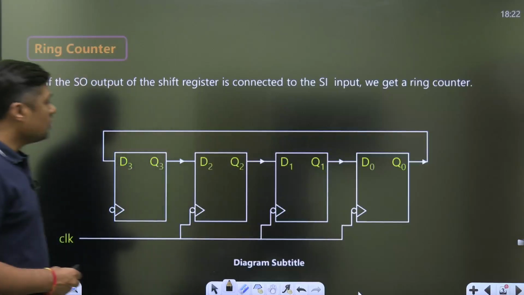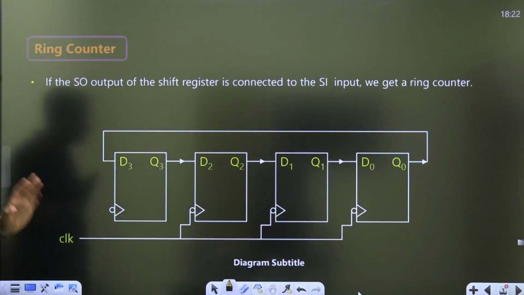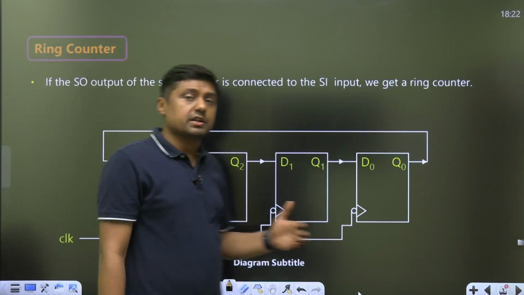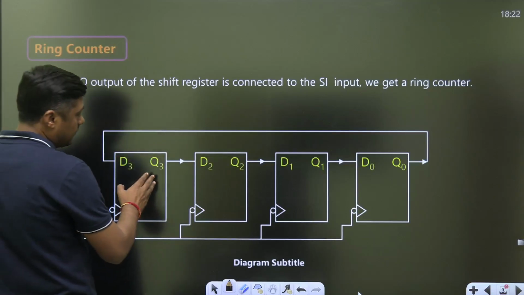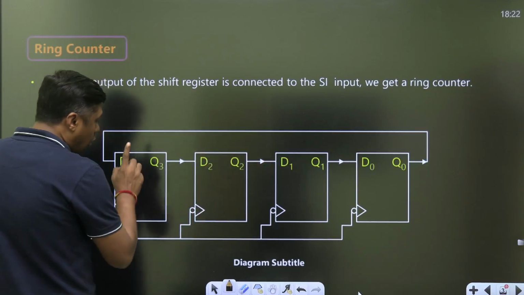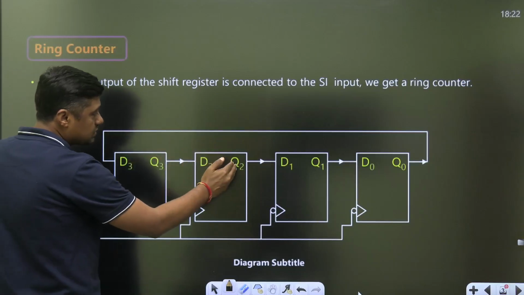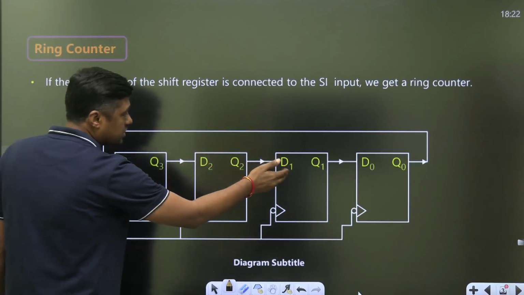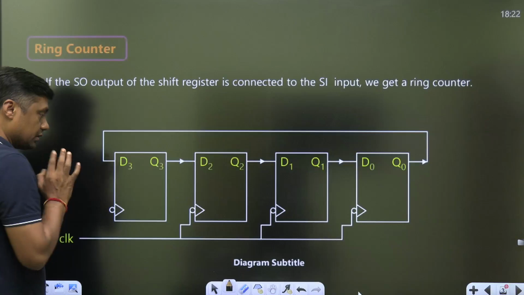Now, first of all, ring counter. So what is the ring counter? Basically, it is a shift register, guys. Here we are using the D flip flop. This is the first D flip flop, then second and third, and then fourth one. Output of the first flip flop will become input for the second, and so on. Finally, Q0 will become input for the first one.